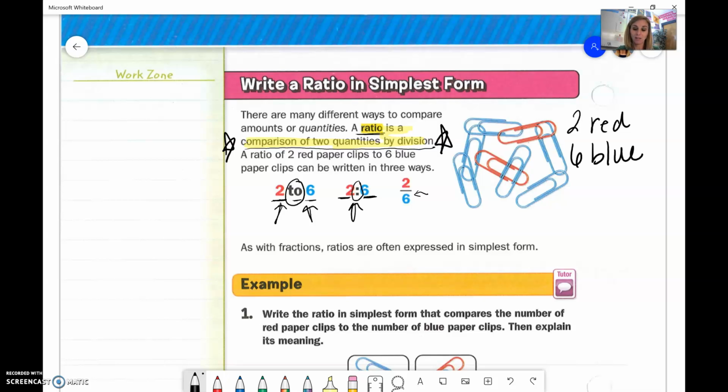This fraction sign right there, because you guys have seen that before as a fraction sign, that's also a division sign. Okay, so this is way number one, by actually writing the word "to" in between. The second way to write a ratio is with a colon, and the third way to write a ratio is as a fraction.